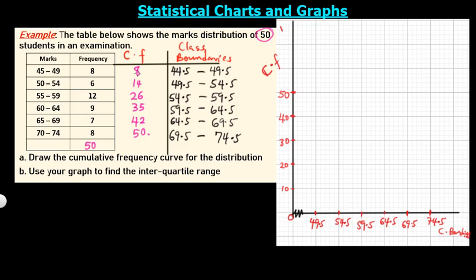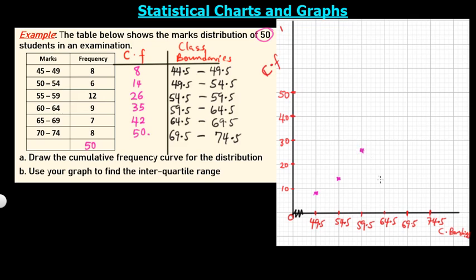When the cumulative frequency is 8, the upper class boundary is 49.5. So at 8 is here, is 49.5. When it is 14, the upper class boundary is 54.5. So 54.5, I look at 40, this is 12. So 14 is here. When it is 59.5, the cumulative frequency is 26. You go to where we have 26, this is 22, 24, 26.